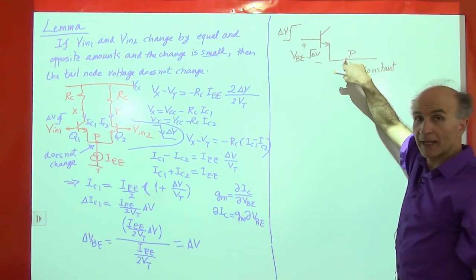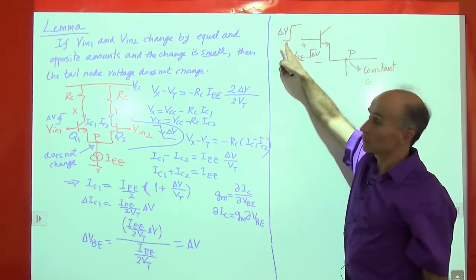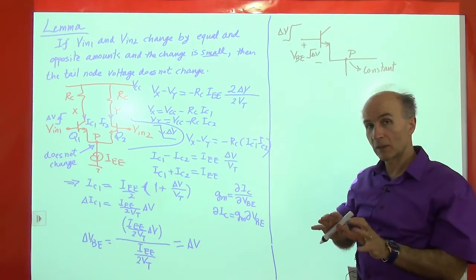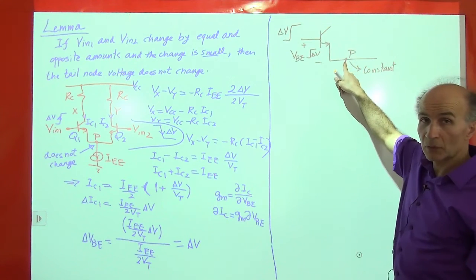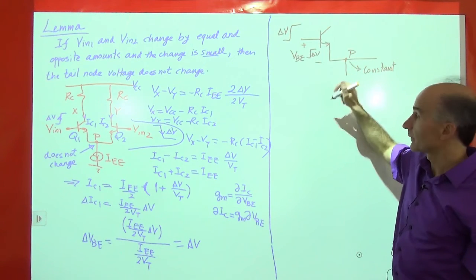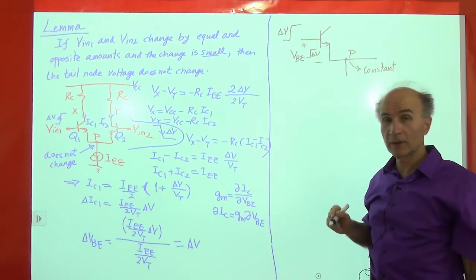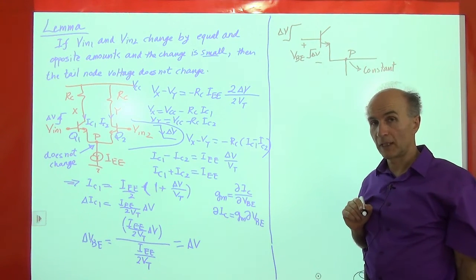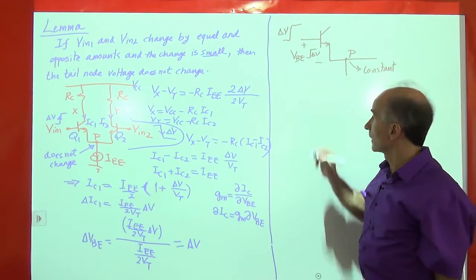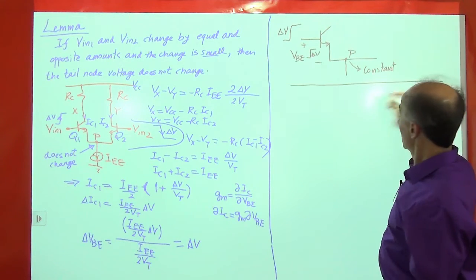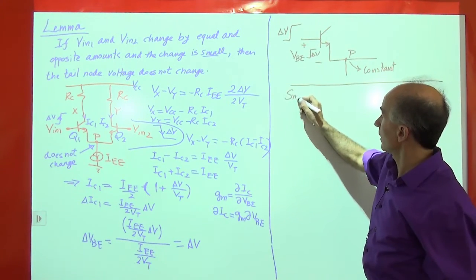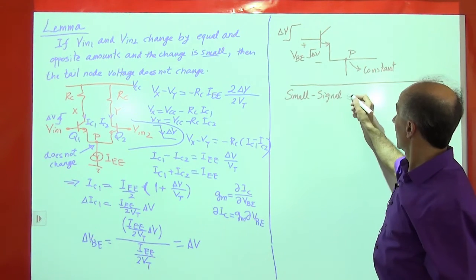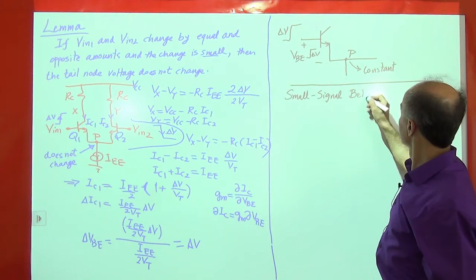So that means that if we apply delta V to one side, minus delta V to the other side, and the delta V's are small, the voltage at the tail node P does not change. And we will use that to our advantage when analyzing the small signal behavior. Okay, so let's look at the small signal model, small signal behavior, and see what we need to do.